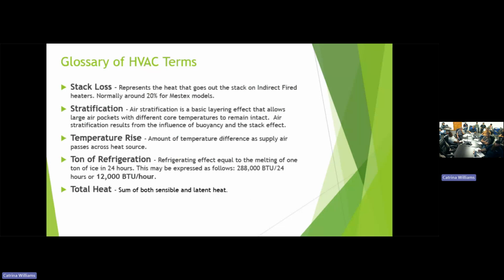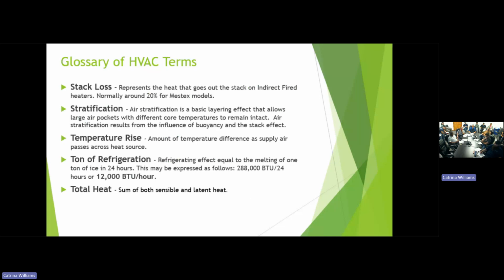I threw this number out earlier, a ton of refrigeration. Refrigeration effect equals the melting of 1 ton of ice in 24 hours. That's where a ton of refrigeration cooling came into being. Expressed as follows: 288,000 BTU divided by 24 hours, 12,000 BTU per hour. That's a ton of cooling. So if you've got a 5-ton unit out at a residence, that would be 60,000 BTU.